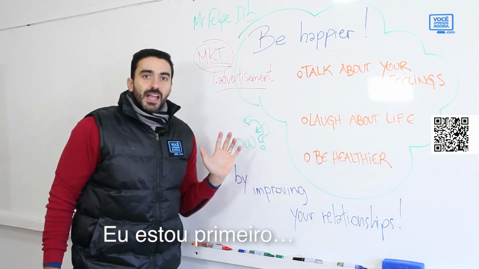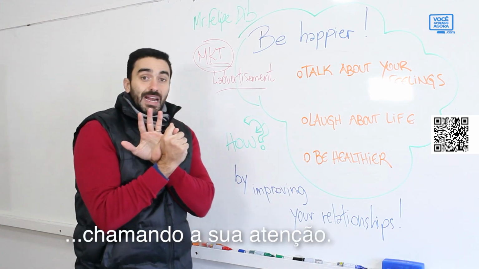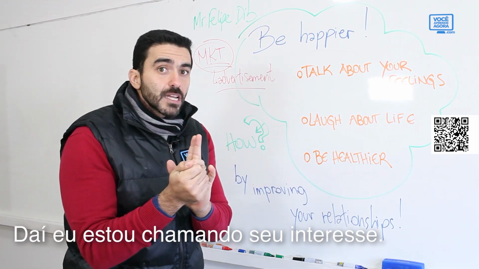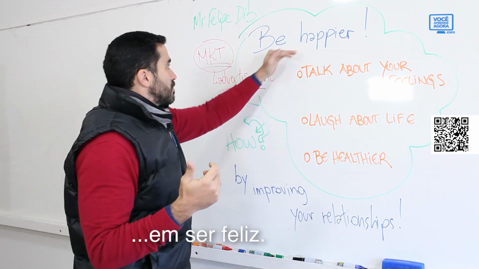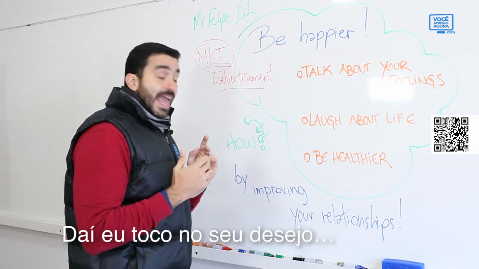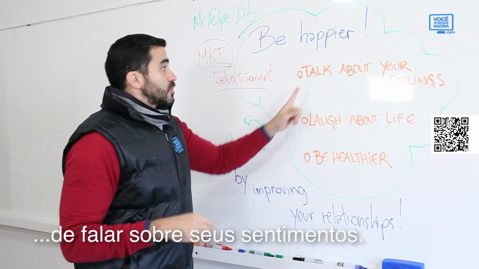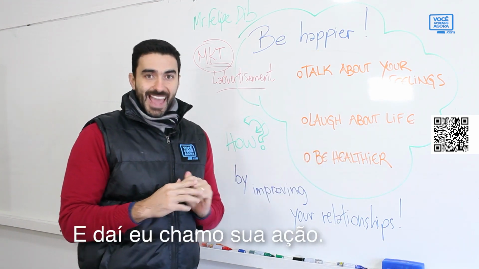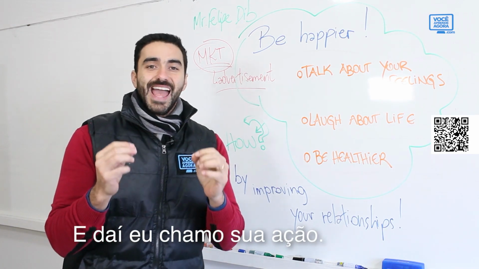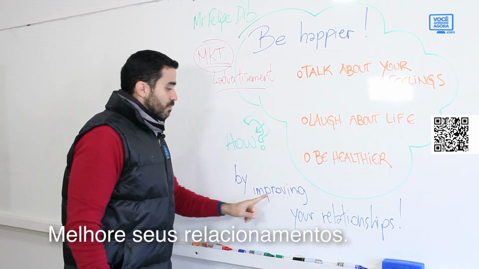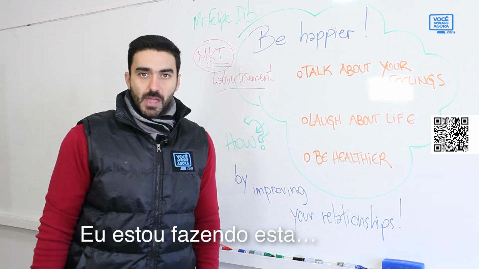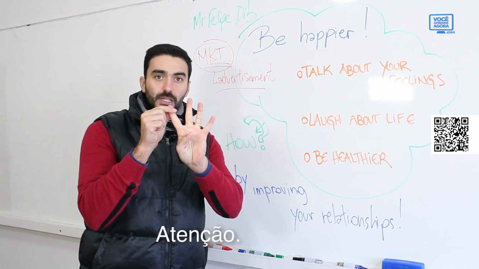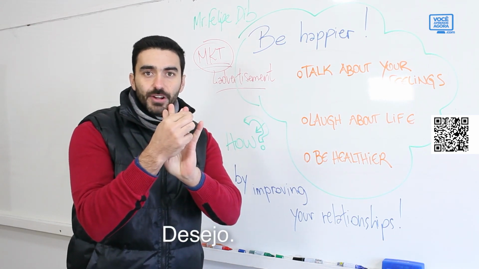What am I doing here? I'm first calling your attention, then I'm calling your interest. I think you were interested in being happier. Then I touch your desire to talk about your feelings, to laugh about life, to be healthier. And then I call your action. How? Improve your relationships. I'm doing this AIDA strategy for marketing. Attention, interest, desire, and action.